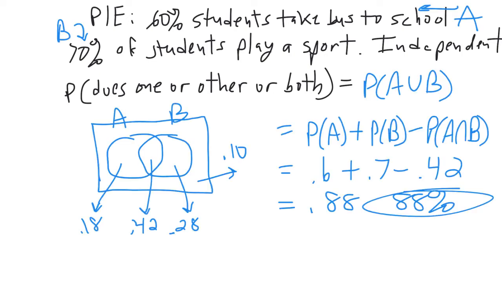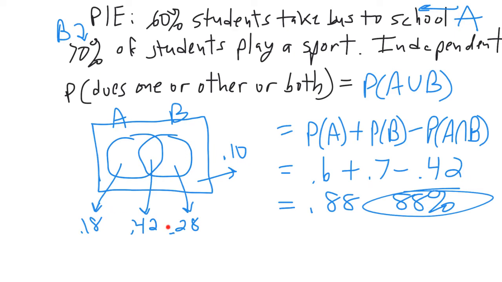We'll start by calling this first group of students set A, this second group of students set B, making a Venn diagram, putting my 0.42 in the middle. I know it's 0.42 because if it's independent, then I can multiply these two individual probabilities to get A and B. A and B equals the first probability times the second probability. Then I can put the remainder of 0.6 over here and the remainder of 0.7 over here.